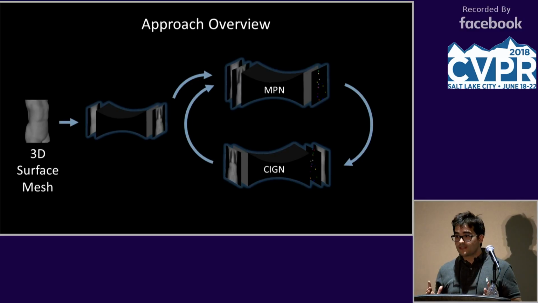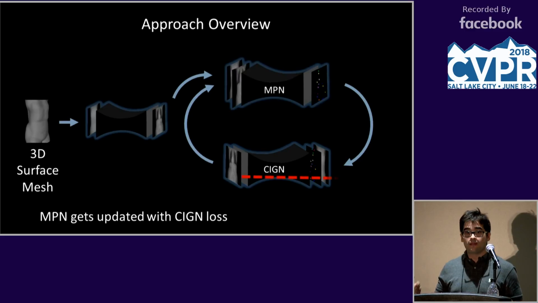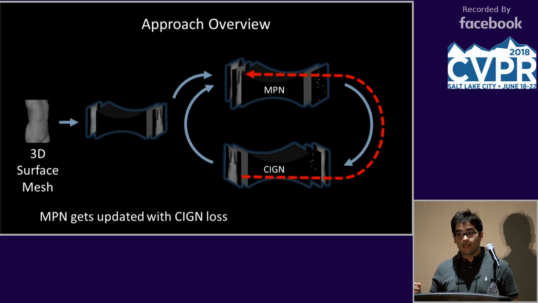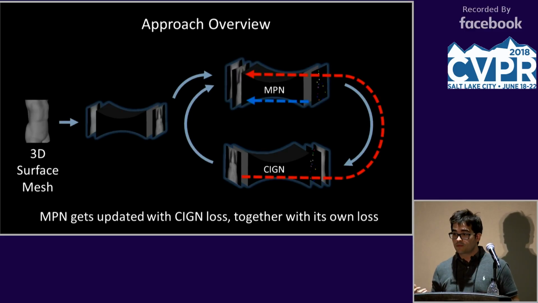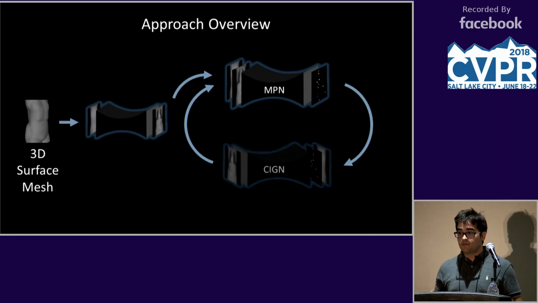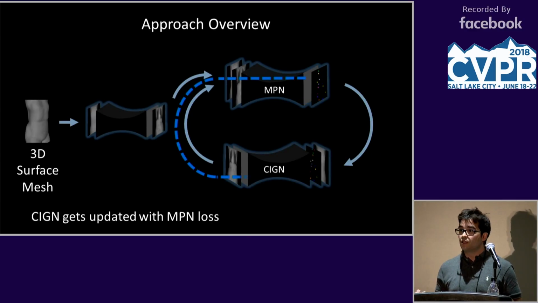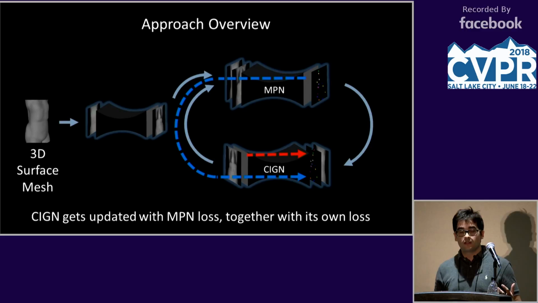To enforce consistency between MPN and CIGN, MPN gets updated on how well it helps CIGN in its regression task and also on its own tasks. CIGN acts the same and also gets updated using MPN loss together with its own loss. Here we train both models together so that they converge to the same solution.